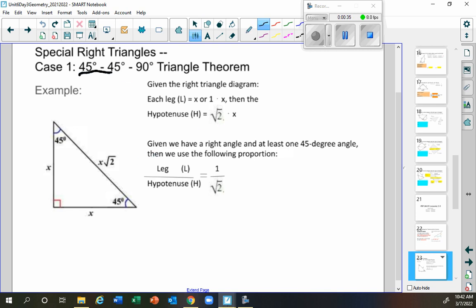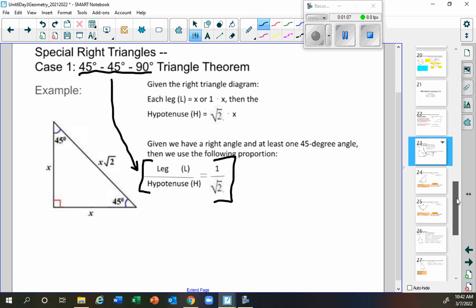So anytime you see this, use this proportion right here. So that's a key proportion for 45, 45, 90. All right? So you might want to circle this down if you haven't done so. Basically, it's just substitute, solve your proportion. That's what we have going on. But it's all about getting the proportion set up correct.